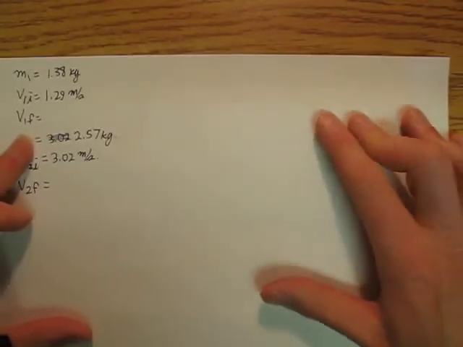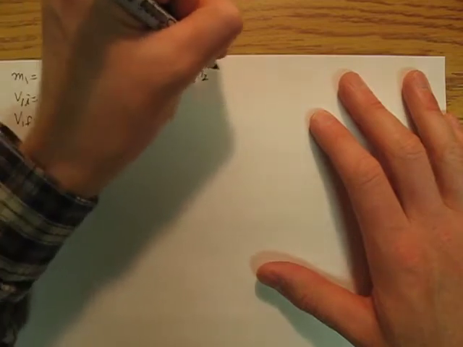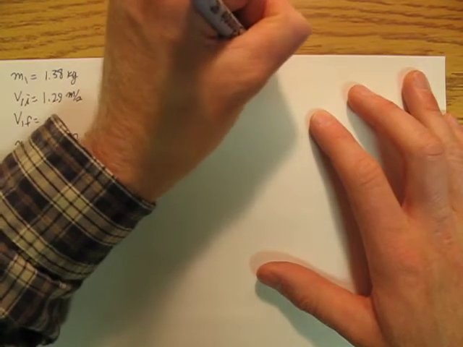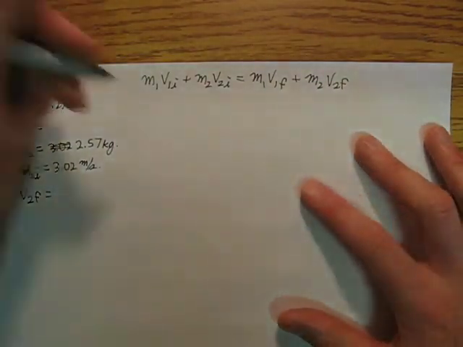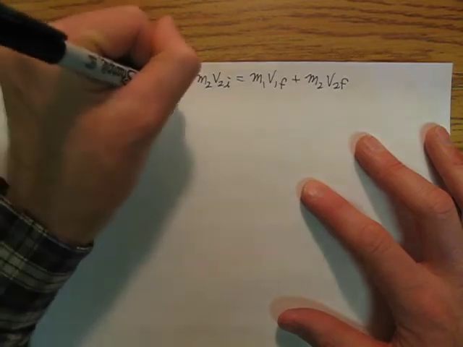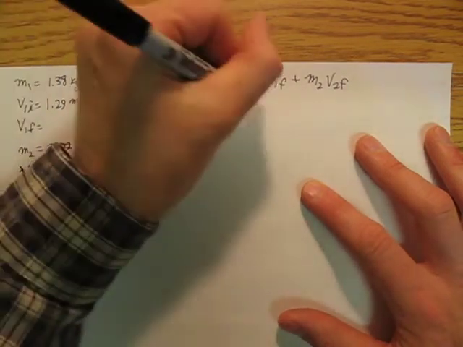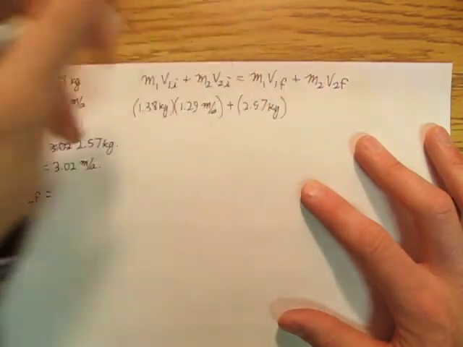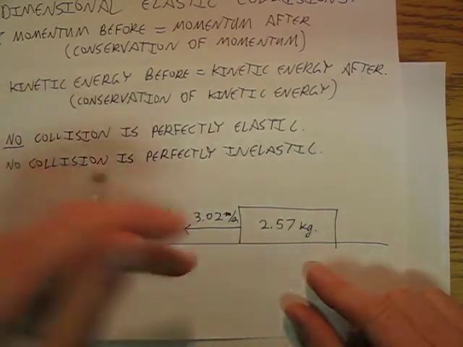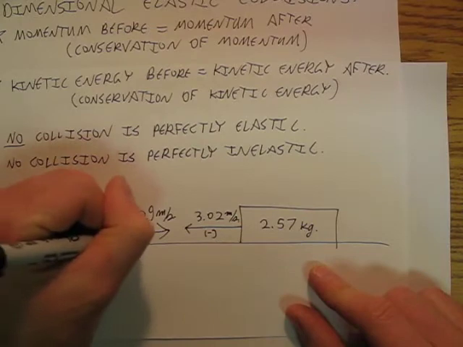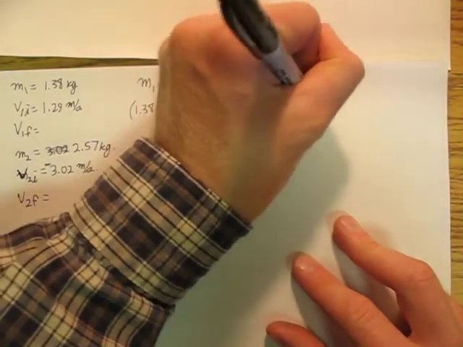Okay, so let's just start off. We have M1 V1I plus M2 V2I equals M1 V1F plus M2 V2F. And so we plug in 1.38 kilograms, V1I is 1.29 meters per second, and then M2 is 2.57 kilograms, V2I, oops, I knew I was going to forget. It's pointing that way, so we have to make this negative. That's positive, that's negative. Got to remember those directions.